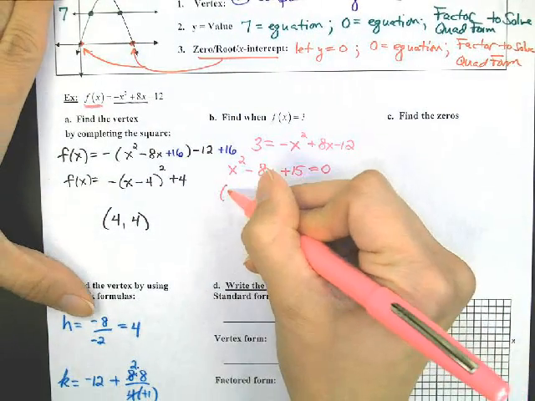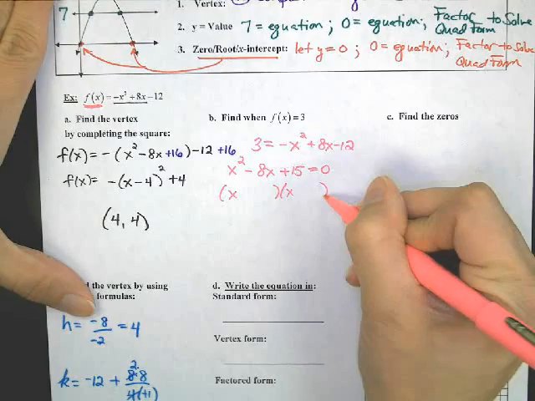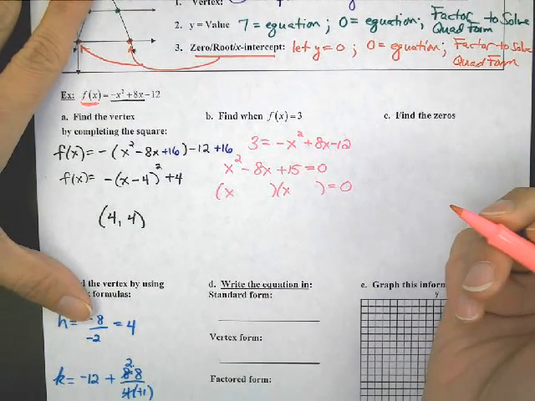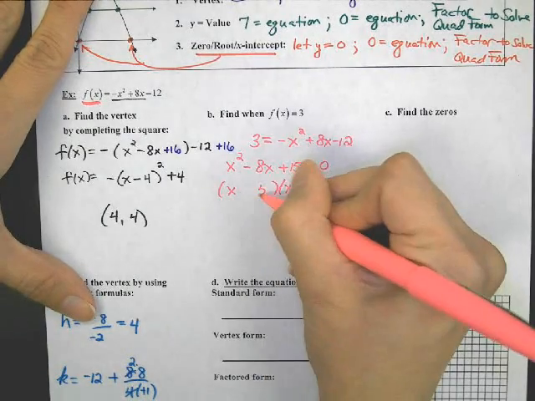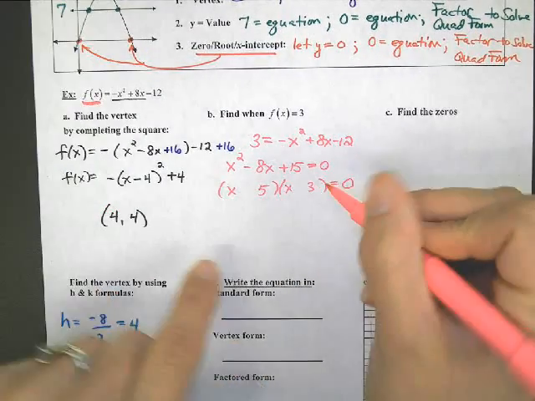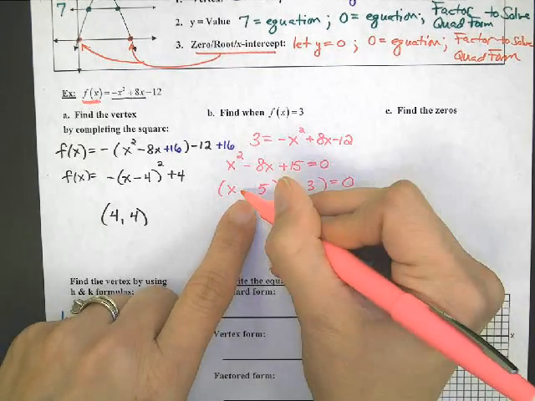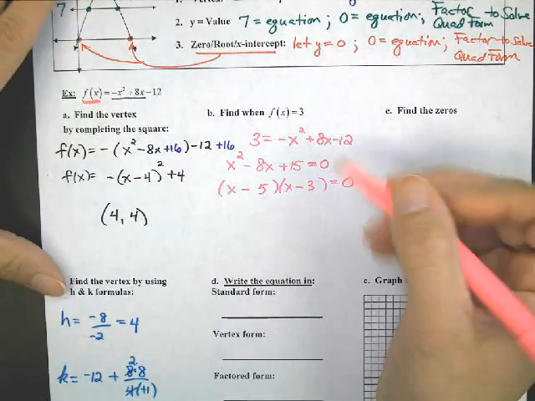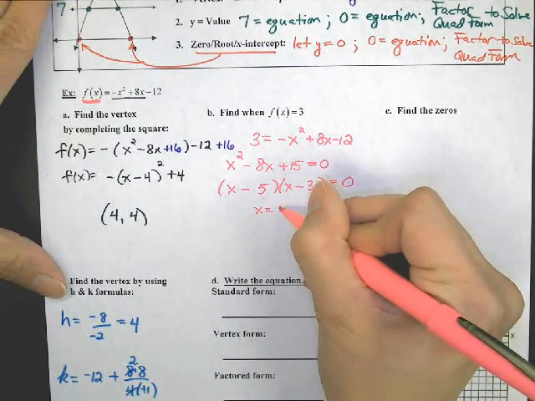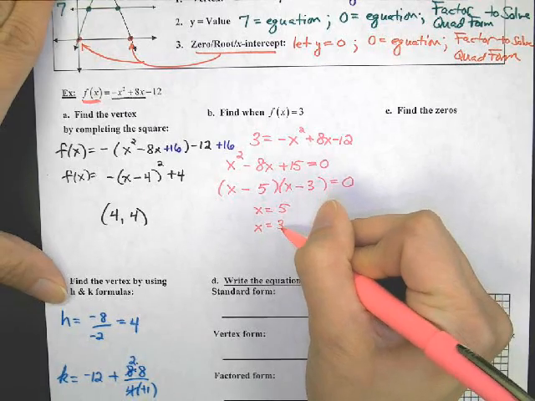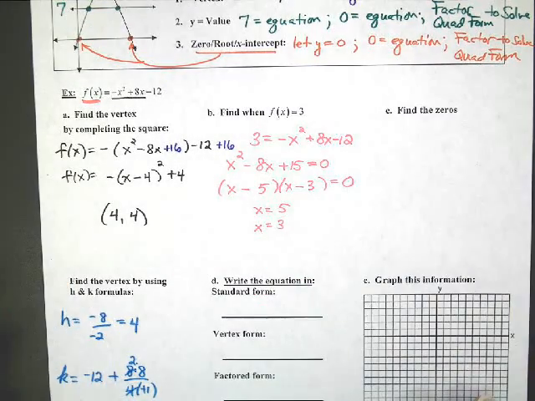Okay, factoring here looks pretty easy because it's just x squared, so that's x and x. A 15, see, it's probably 5 and 3. Yeah, 5 and 3 to make 8, right? To make a positive 15, they need to be the same, and they both need to be negatives. Okay, so x is equal to 5, and x is equal to 3. At those places, the y value is 3.